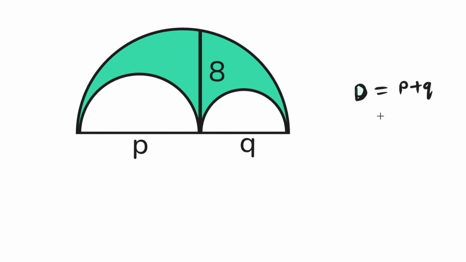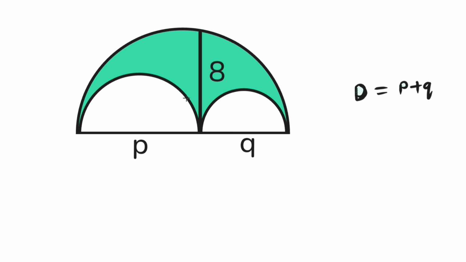We are also given a perpendicular segment from the common point of the two smaller semicircles up to the arc of the large semicircle. And this segment measures 8 units. Our goal is to find the area of the shaded region.